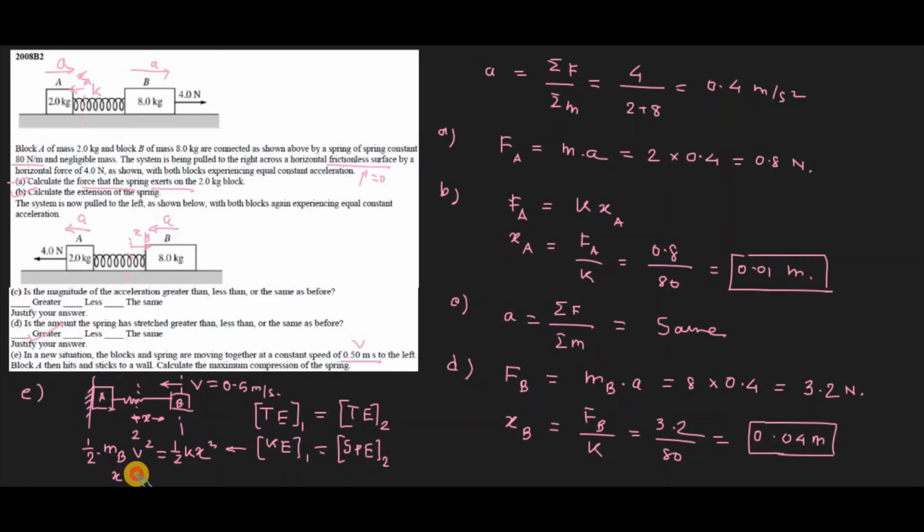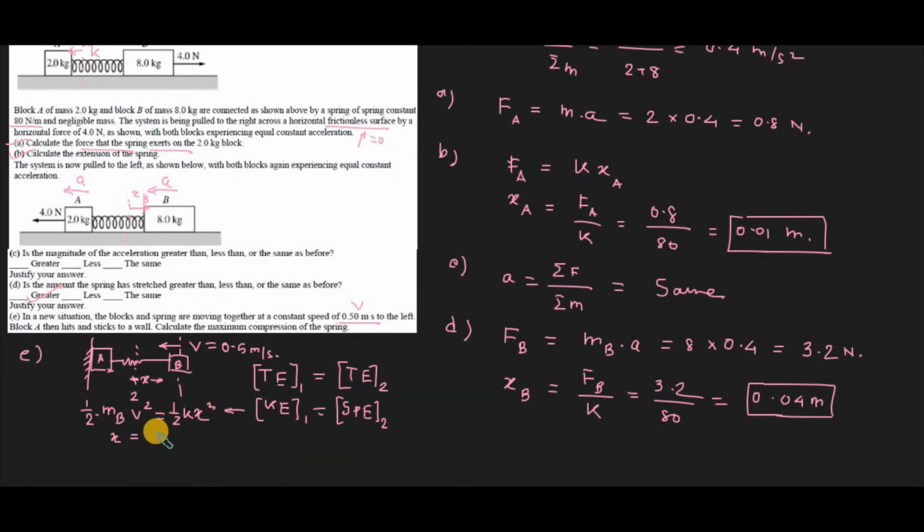So this x value we can determine from here: x is equal to the square root of mb upon k, times v. The mass of the B block is 8 kg, the spring constant is given as 80, and the velocity in the statement is given as 0.5 meter per second. So finally you'll be getting 0.158 meter. That's the maximum compression of the spring.